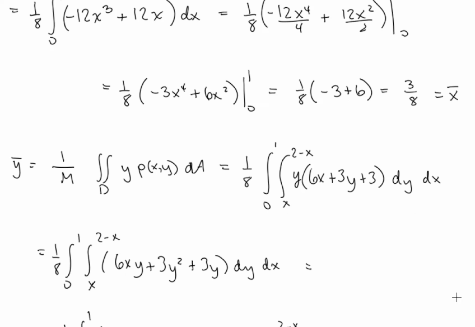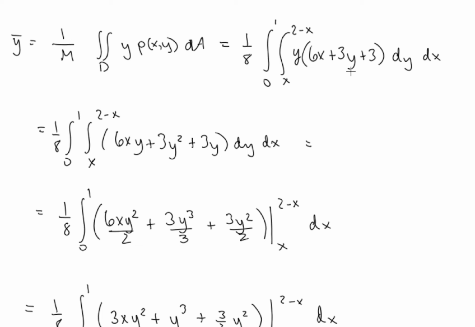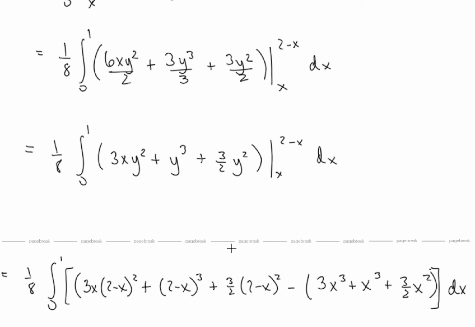For the y-coordinate, again we have the 1/8, but now we're multiplying y times the density function. So we'll distribute here, and we'll integrate with respect to y. Simplify here. Now we'll plug in our bounds.